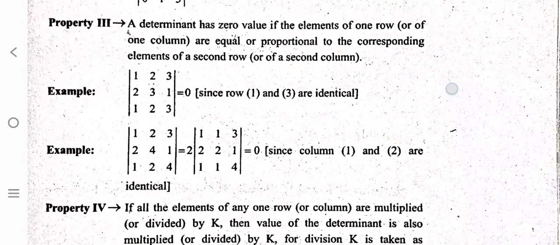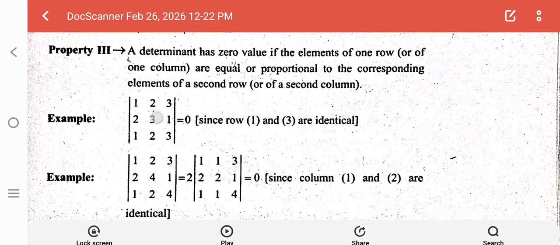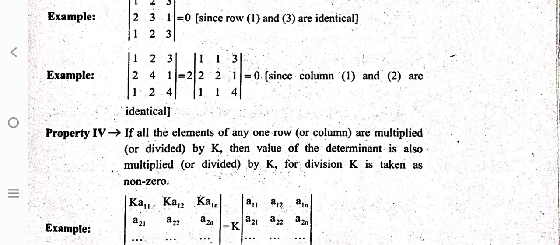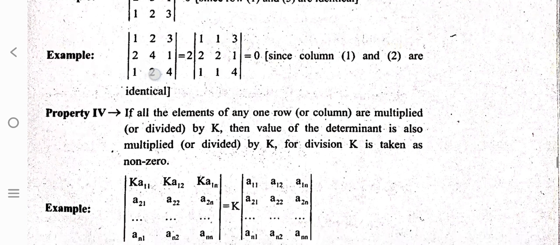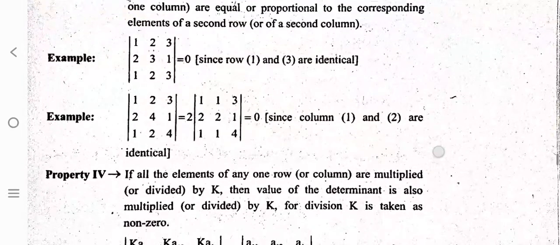And property 3: a determinant has a zero value if the elements of one row or one column are equal or proportional to the corresponding elements of a second row or second column, right? So in this matrix we can see that the first row and the third row are identical, so the value will be 0 here. And for this determinant, 2 is the common factor of the second column. So just take 2 common here, and the first column and the second column are identical again, so the value will be 0 as per property 3.